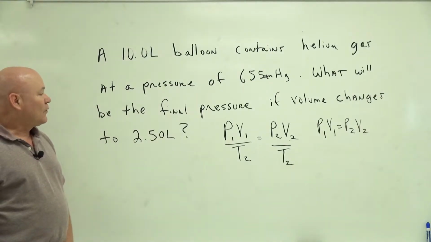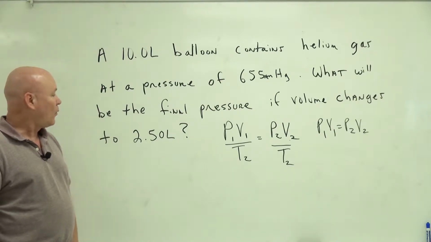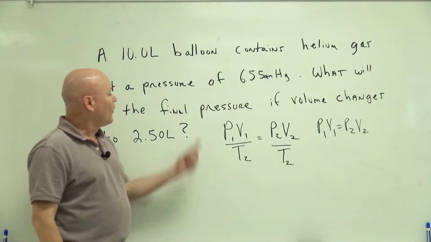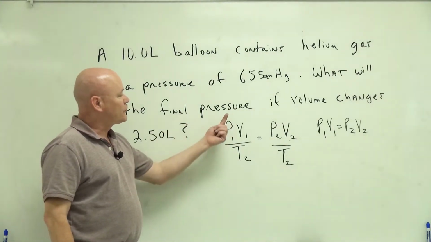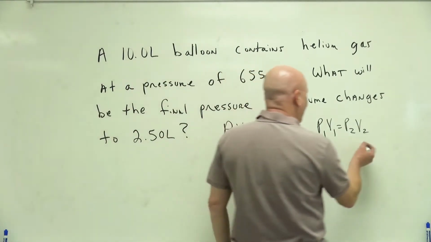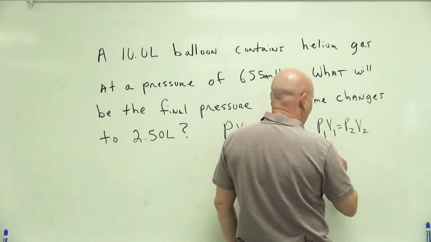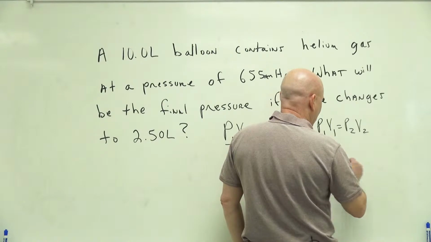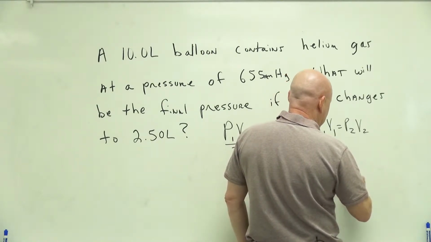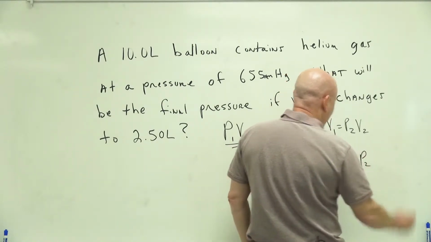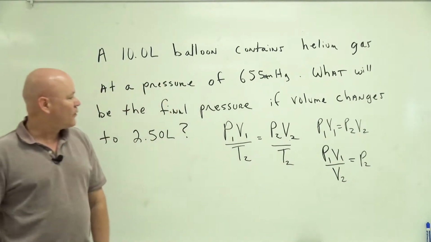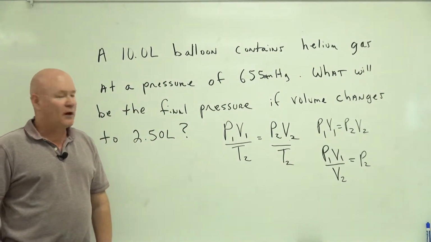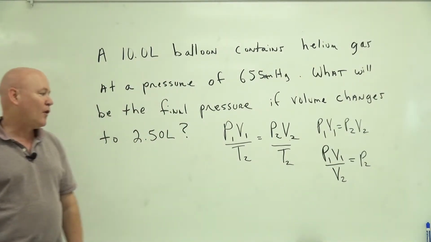Now, we have to do a little bit of rearranging because what are we looking for? We are looking for the final pressure. And so final pressure would be P2, so I'm going to say it's P1 V1 divided by V2 equals P2. I just divided both sides of the equation by V2 to get our final pressure P2 by itself.